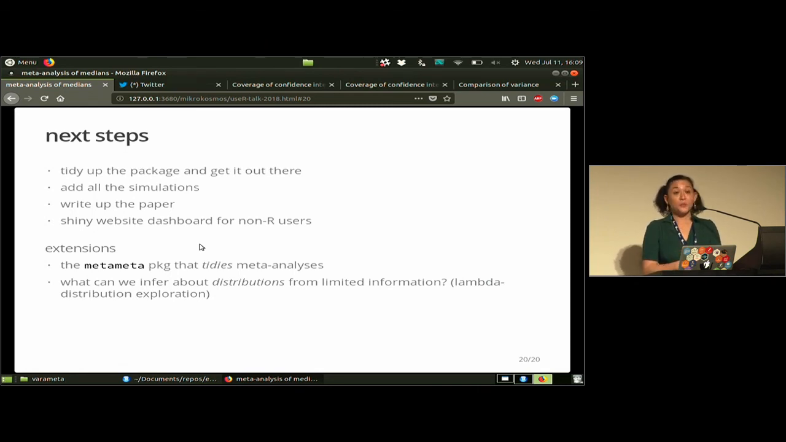Finally, for extensions from here, there's a guy, Malcolm, over in the States, who was working on the tidy meta package, on how to bring the tidyverse to meta-analysis, and I was working on the meta-tidy package, I think. So we've joined forces, and the next step is to build the meta-meta package, on how to tidy up meta-analyses. We're both working on, say, broom functions for meta-analyses and so forth. The next step mathematically is to ask: if we can make inference about medians, can we make inference about the whole density itself from these quantiles? What can we learn about distributions? Can I use something as flexible as the lambda distribution to infer things about the densities themselves rather than just a single quantile? So thanks for listening, and it was great.